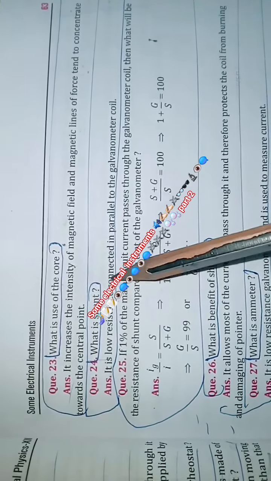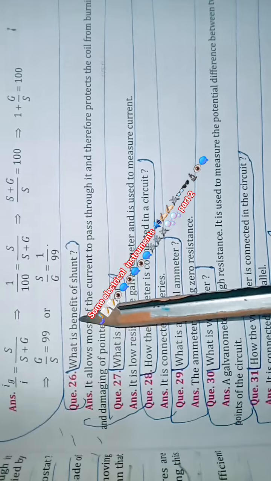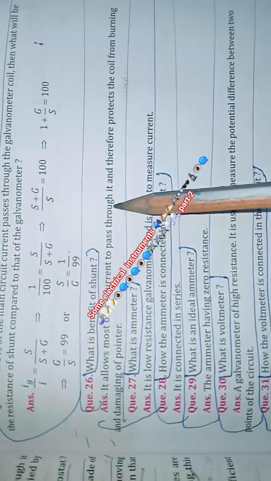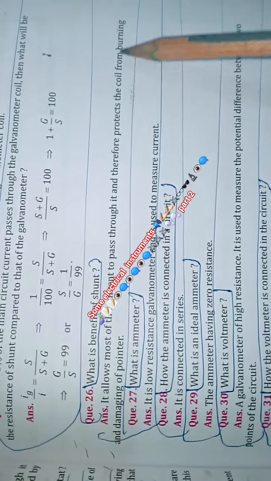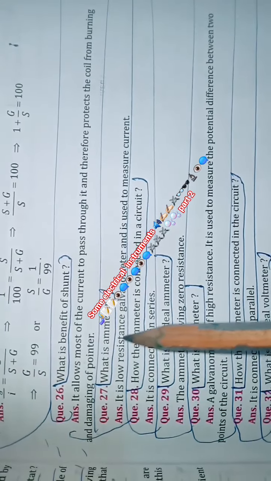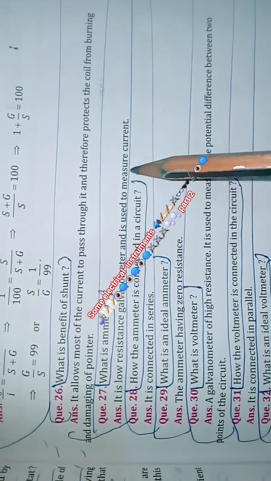Shunt is a low resistance connected in parallel to the galvanometer coil. What is the benefit of a shunt? The shunt allows most of the current to pass through it and therefore protects the coil from burning and damage. What is an ammeter? An ammeter is a low resistance galvanometer and is used to measure current.